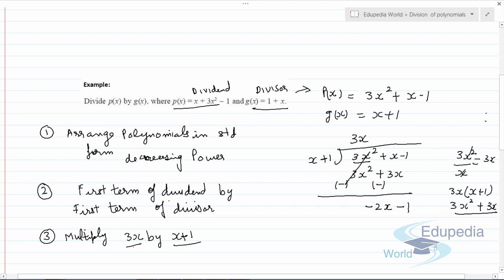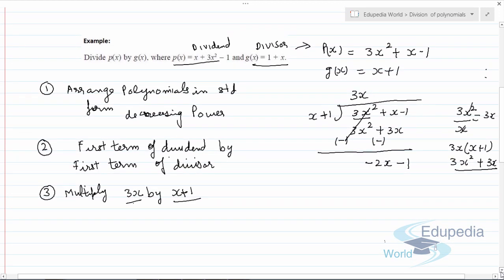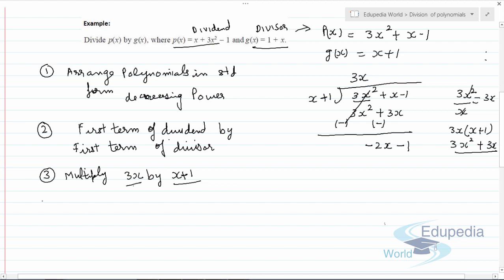Now we follow the same step for further calculation. We repeat the same process. Minus 2x is again divided by x, and the answer is minus 2. Then we multiply minus 2 with x plus 1, and the answer we get is minus 2x minus 2. Now first we write the quotient over here, and whatever answer comes over here, we change the sign.